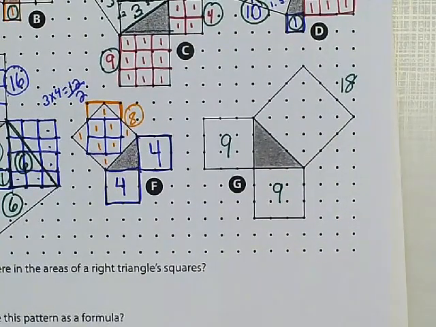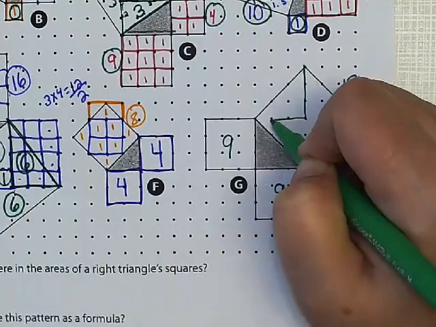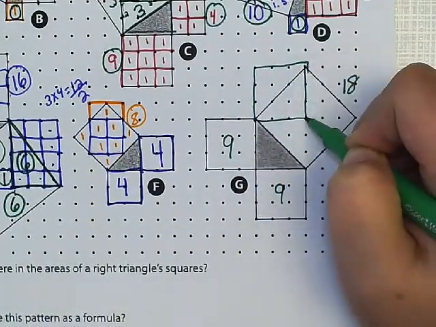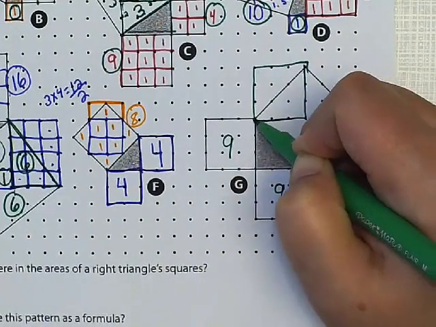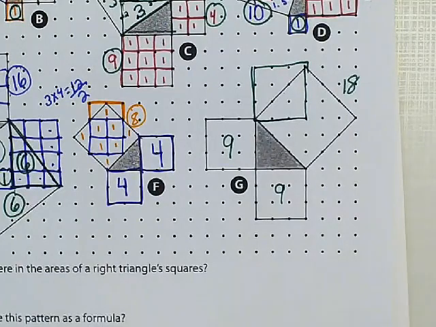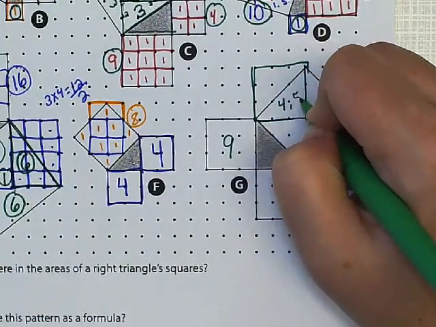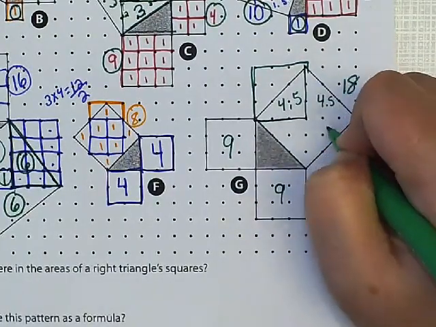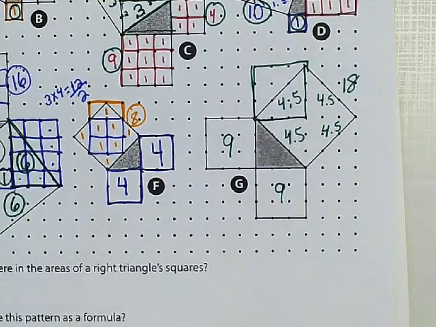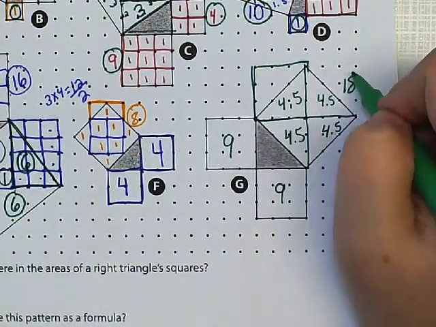Now, how did I get 18? Well, there's so many ways to look at it, but you could have also looked at it this way. So this one is a 1, 2, 3. This one is a 1, 2, 3. So 3 by 3 is 9. What's half of 9? 4.5. So you would have 4.5, 4.5, 4.5, 4.5, and that would have added up to 18. Okay?